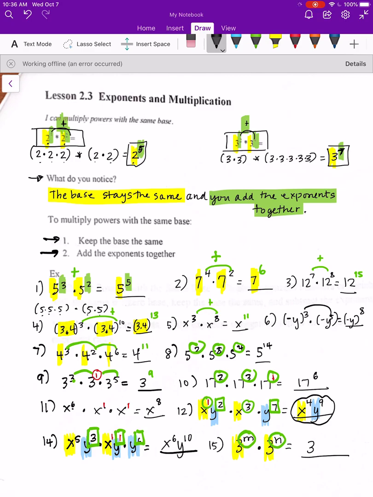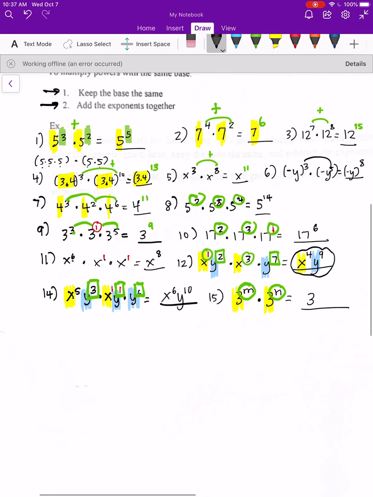So yesterday we talked about how, in order to do exponents and multiplication, you keep the base the same and you add the exponents together. And I left you with the number 15 to think about. What did you come up with? Anybody have any ideas? Hopefully you said, oh, I got to keep the base the same. So my base would be 3. And then, of course, the rule is to add the exponents together.